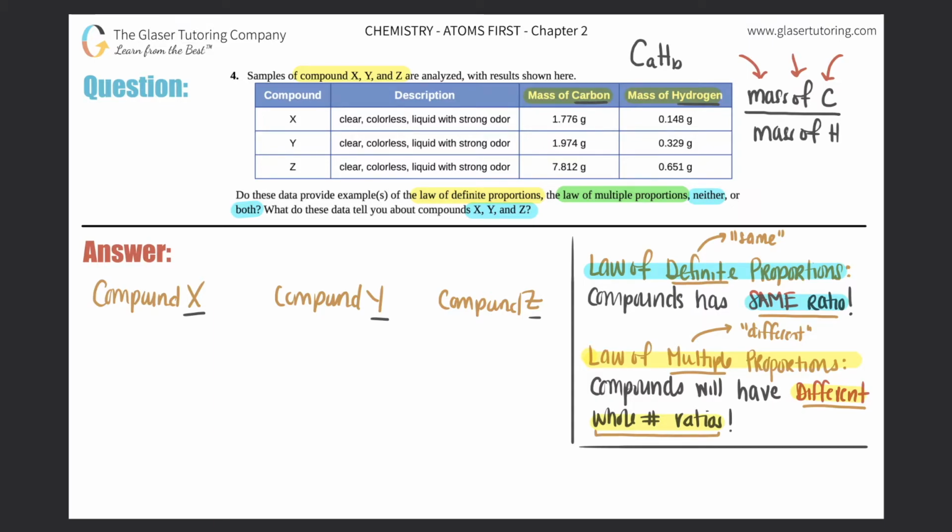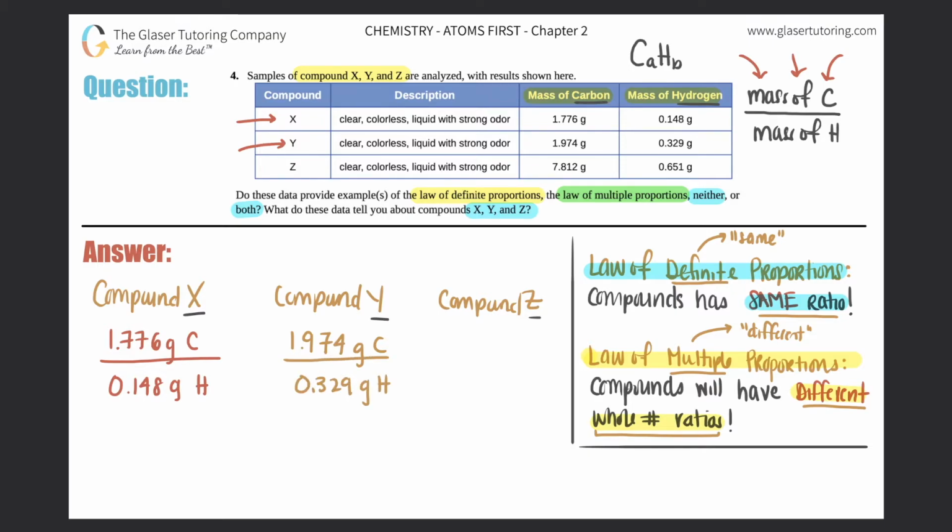So for compound X, it's 1.776 grams of C divided by 0.148 grams of H. For compound Y, it is 1.974 grams of C divided by 0.329 grams of H. Do you see how you have to be consistent? And then for Z, it would be 7.812 grams of carbon over 0.651 grams of H. Let's see what we get.